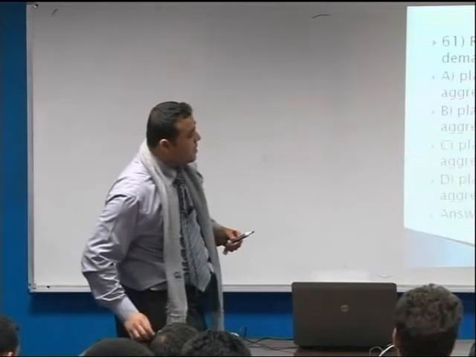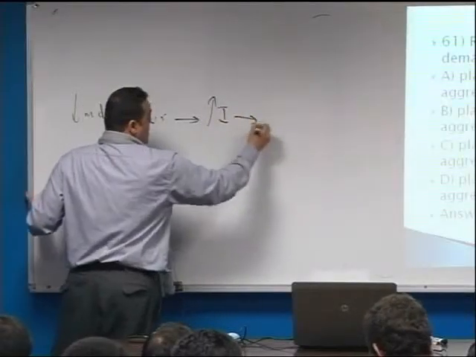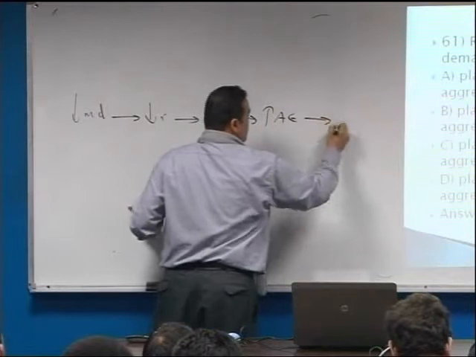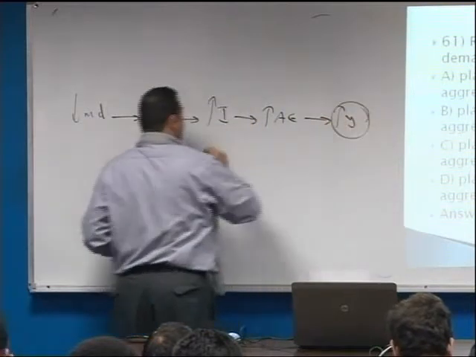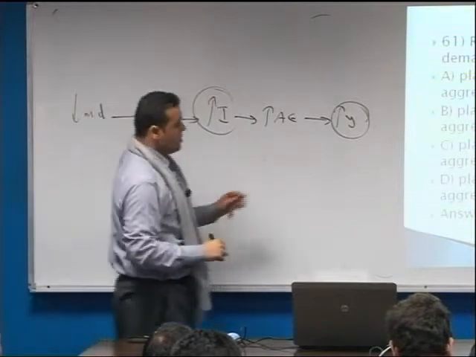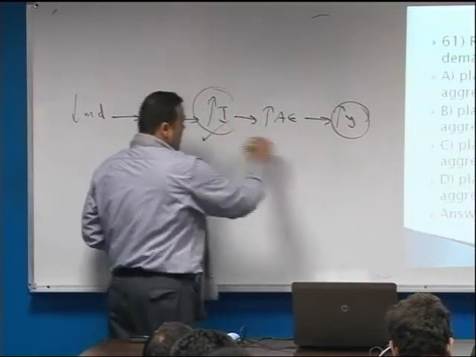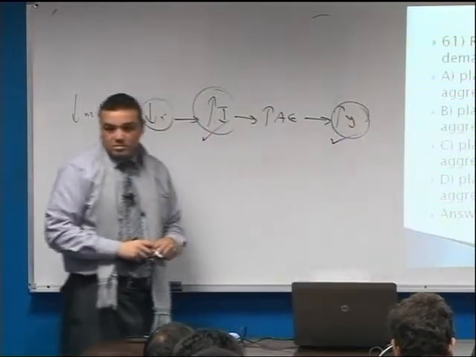What happens to planned investment? The decrease in money demand, what does it do to the interest rate? R declines, I increases, aggregate expenditure increases, Y increases. So Y would increase, the interest rate would decline, the planned investment would increase. The answer is D: planned investment will increase and Y would increase. Right?